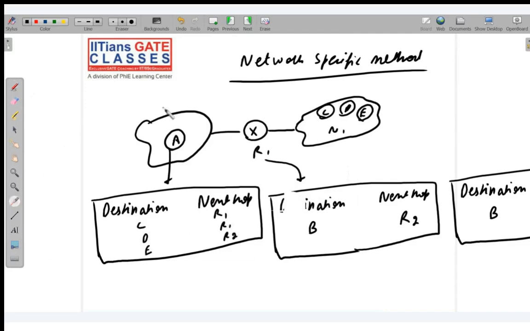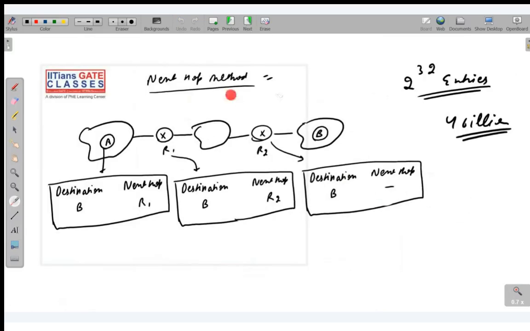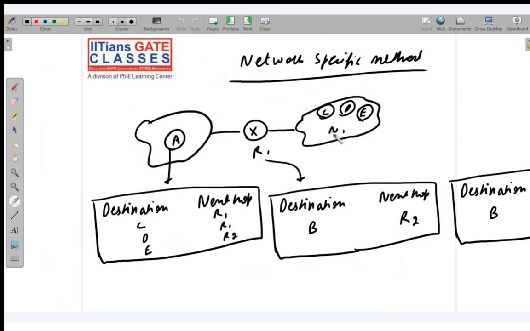This is a mixture. Now forget about the route method. The route method is not used. So better is the next hop method, and I am advancing this next hop method to the network specific method. So I will say the destination is either C, D, or E, and the next hop will be R1. So you will make 3 entries.